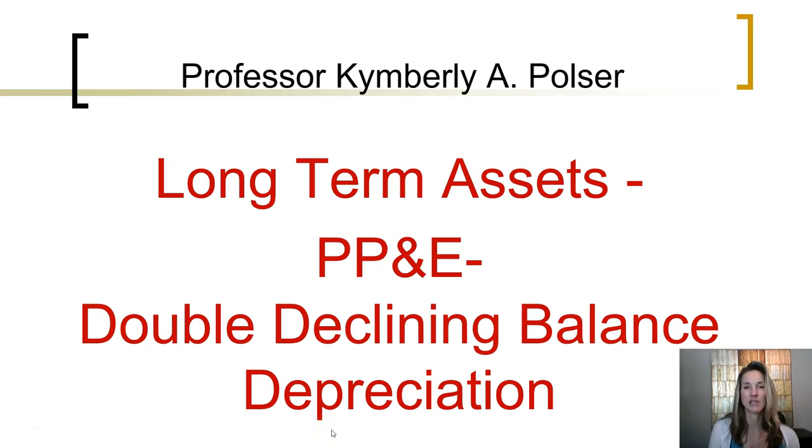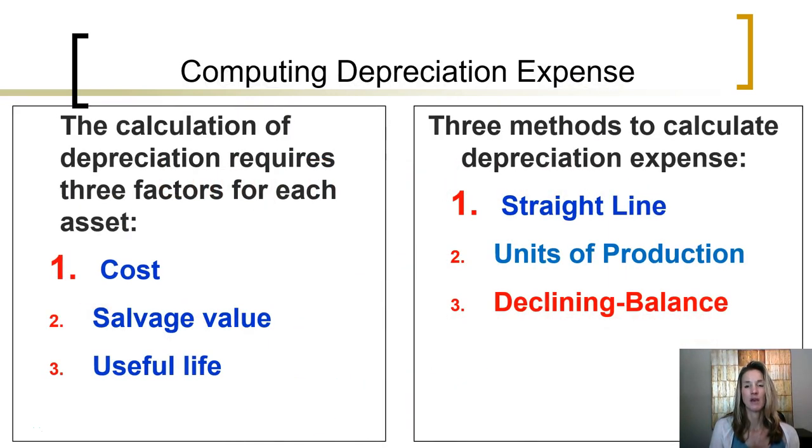This segment is going to discuss the use of the double declining balance method of depreciation expense. Recall there are three methods to calculate depreciation expense. There's the straight line method, the units of production method, both of which were discussed in a prior video, and finally the declining balance method.